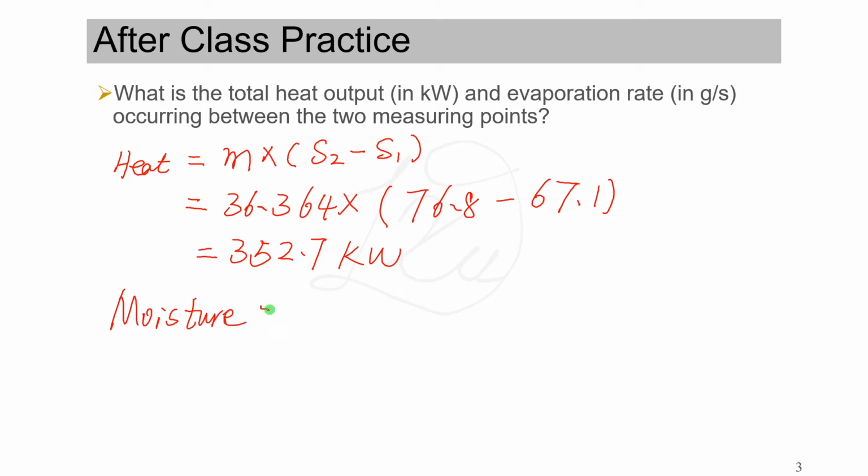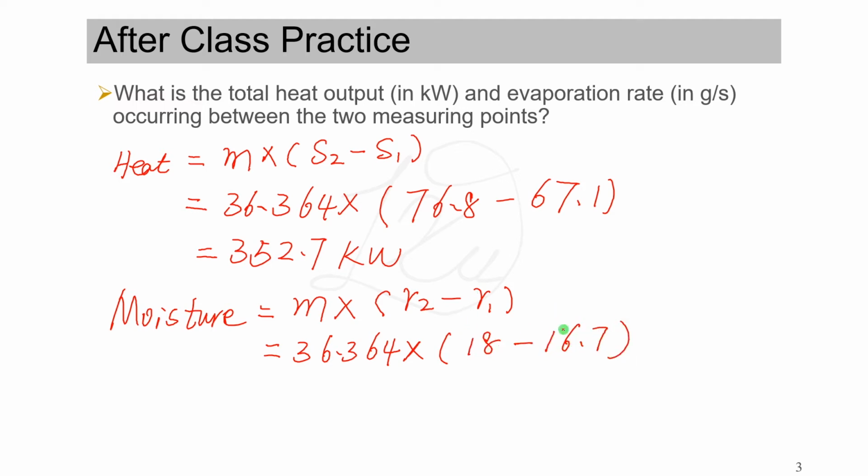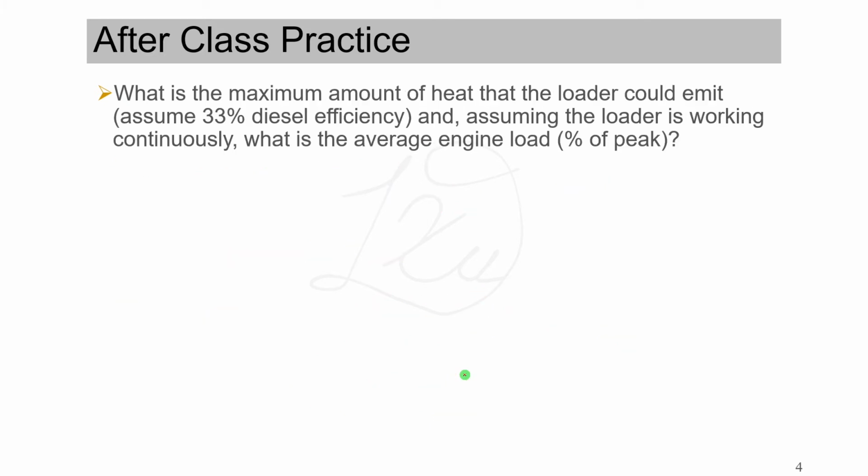Moisture equals mass flow rate times the change in moisture content. So that equals 36.364 times the moisture content at the end of the roadway, which is 18, minus the moisture content at the beginning of the roadway, which is 16.7, which equals 47.27 grams per second.